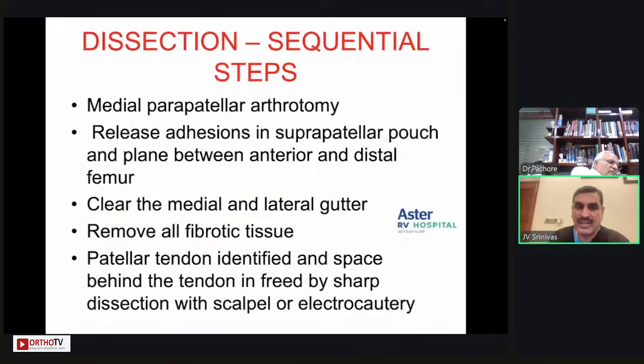So dissection, we all know in the midline parapatellar approach, release the adhesion suprapatellarly. Once you've done a skin incision, medial parapatellar arthrotomy, and release the adhesion suprapatellarly, the plane between the anterior and the distal femur should be made. We need to clear all the gutters, medial side and lateral side gutters, remove all the fibrous tissue. We need to debulk or debride the entire fibrous tissue in the suprapatellar area. And patellar tendon identification is very important, and protect the patellar tendon insertion at the tibial tuberosity with the help of a pin or something when you're doing a tightening.